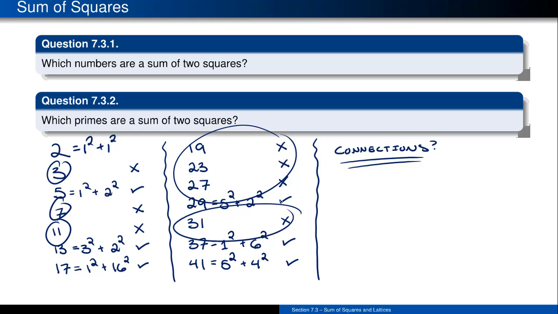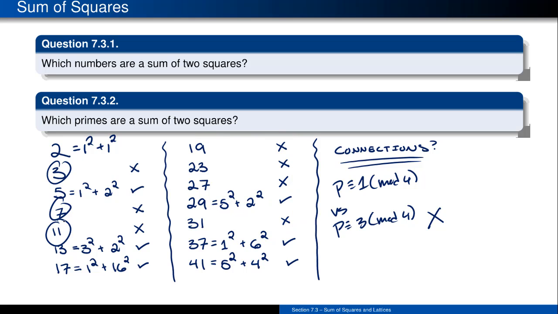So it somehow seems to work and not work based off of this divisibility by 4, and in particular, what happens when I have a remainder of 1 mod 4 versus what happens when I have a remainder of 3 mod 4. So you can see that the ones that have a remainder of 3 mod 4 all appear to not work: the 3, the 7, the 11, the 19, the 23, the 27, the 31. All of those examples do not have this representation as a sum of two squares.